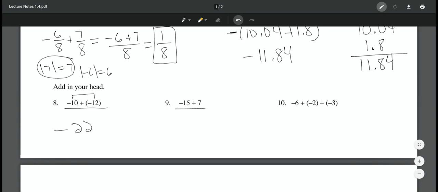Since I have one positive and one negative, I should be subtracting. The absolute value of negative 15 is bigger than the absolute value of 7. So I should be thinking 15 minus 7, that gives me 8. But since the absolute value of negative 15 was bigger than the absolute value of 7, my 8 needs that negative sign. Now, all three numbers are negative, which indicates when you add three negative numbers, you end up with a negative number. You should be thinking 6 plus 2 plus 3, which gives you negative 11.